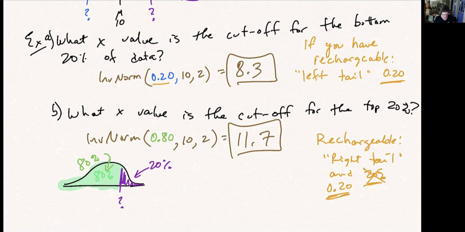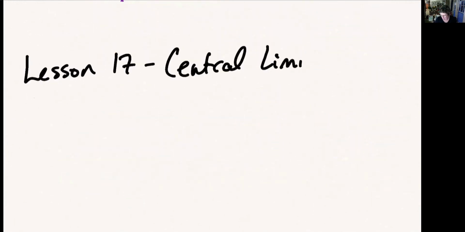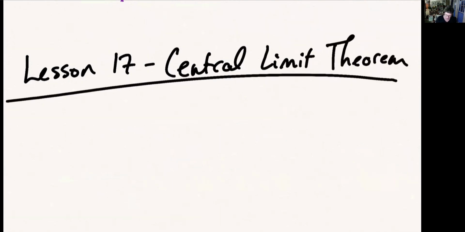So that's lesson 16. And then we have lesson 17, which is what we covered in class just a couple days ago, and that is the central limit theorem. Remember, this is a complicated subject. Basically, the central limit theorem finds the probability of a sample looking a certain way.